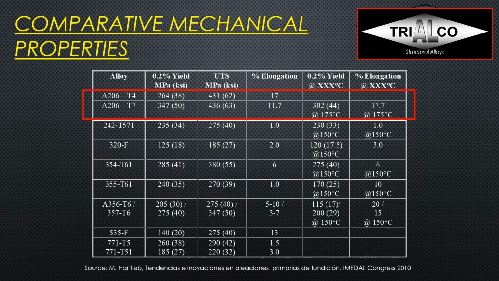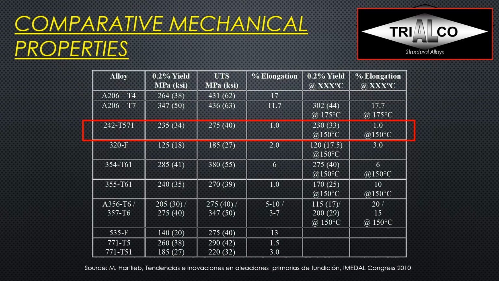Now this is with aluminum copper, and copper is temperature stable until we usually say about 250 degrees Celsius. So we can see here that still at 175 degrees Celsius, our strength is still much higher with the T7 tempered casting, and we gain some elongation, but it's not that bad. So 44 KSI and 17.7% elongation here.